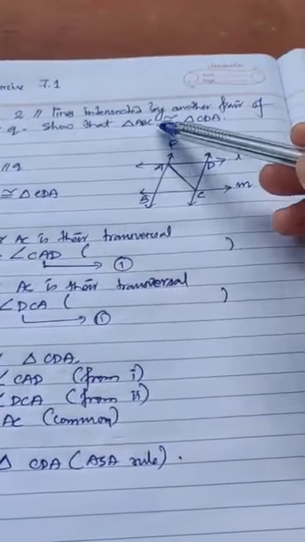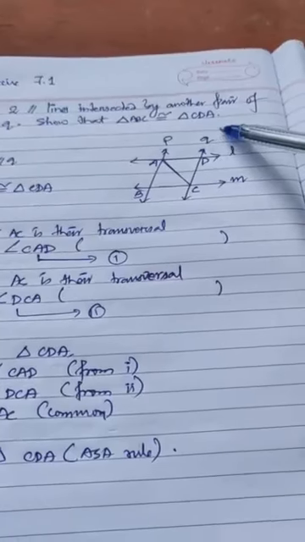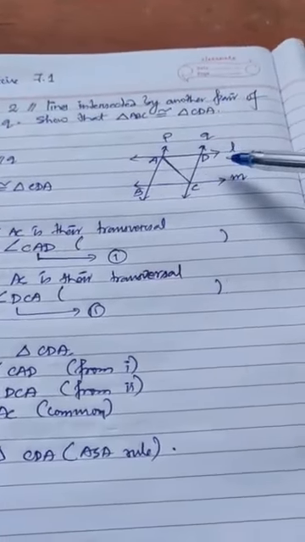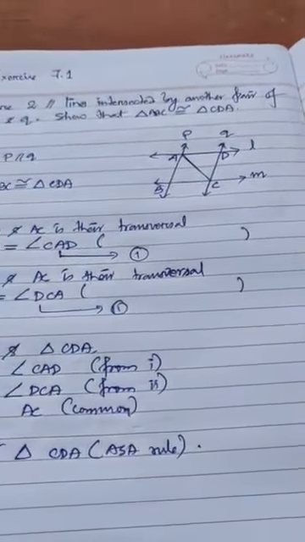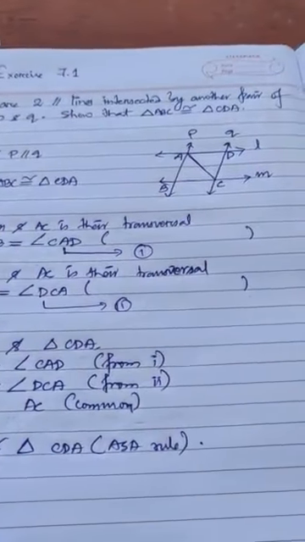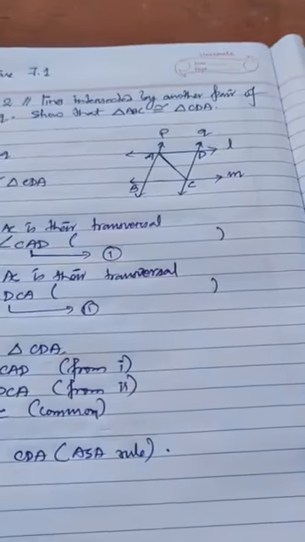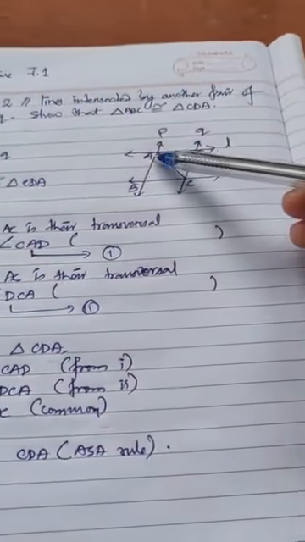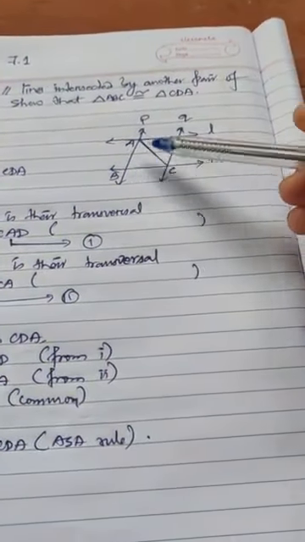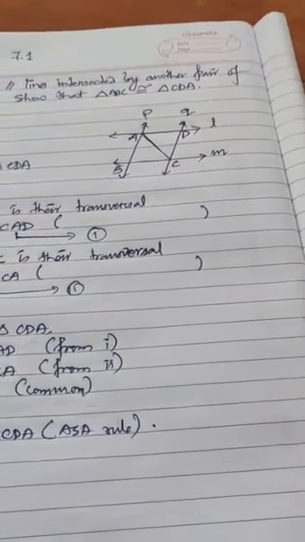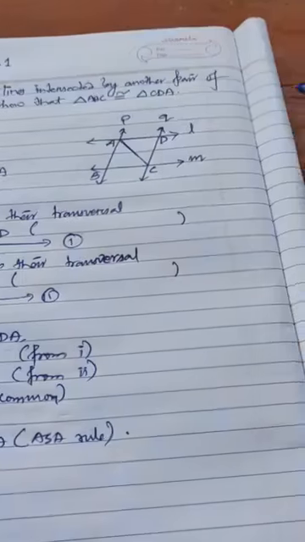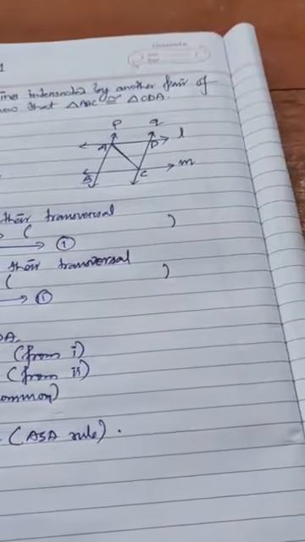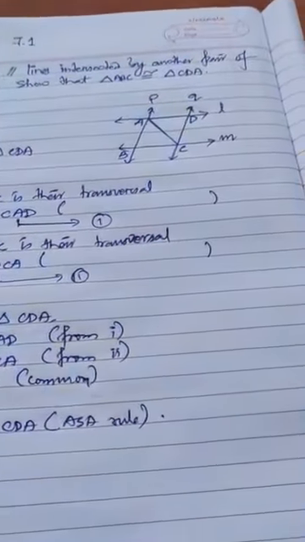So where are P and Q? This one and this one. You see, they are cutting L and M. That's what they are saying, intersecting. Show that this is congruent to this. Show the triangle ABC, this triangle. Here we are getting one triangle. Congruent to triangle CDA. Okay, got it.